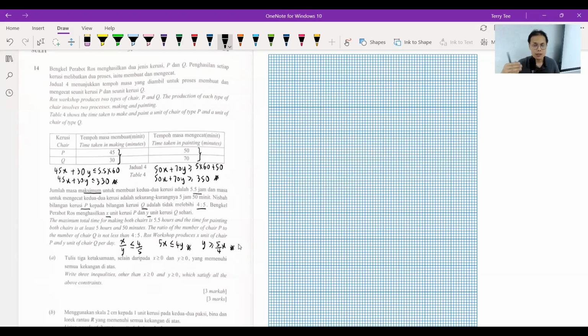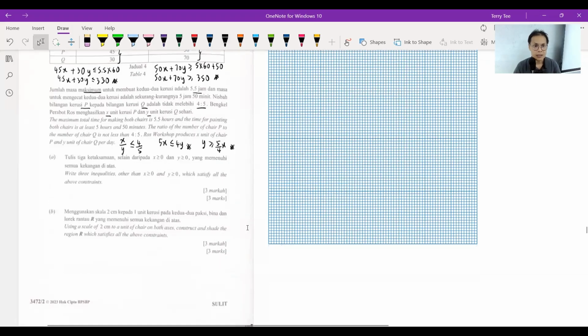Where you shade the region is based on your y. If your y is more than, we shade the region above. If your y is less than, you shade the region below. Okay, now I've done this part. Then they say, dengan menggunakan skala 2 cm kepada 1 unit pada kedua-dua paksi, bina dan lorekkan rantau R.